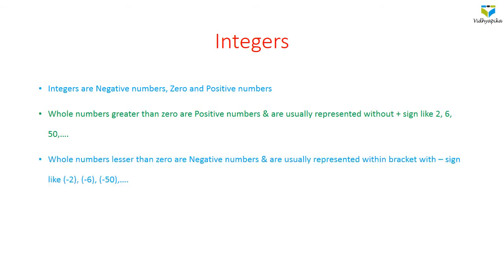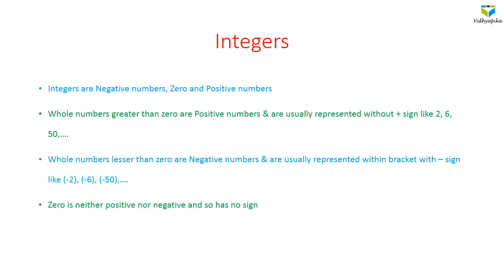What are negative numbers? Whole numbers lesser than 0 are negative numbers and are usually represented within bracket with the negative sign like -2, -6, -50 and so on.